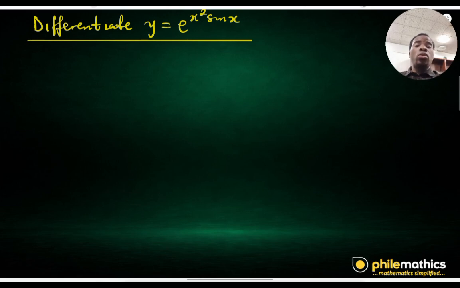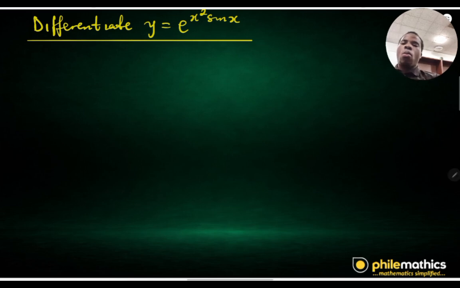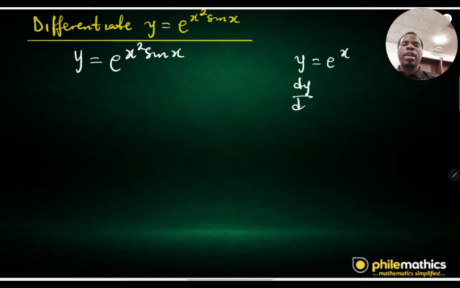In this video, we are going to differentiate y equals exponential of x squared sine of x. So y equals exponential x squared sine of x. You want to recall that if y is equal to exponential x, dy/dx is simply exponential x.